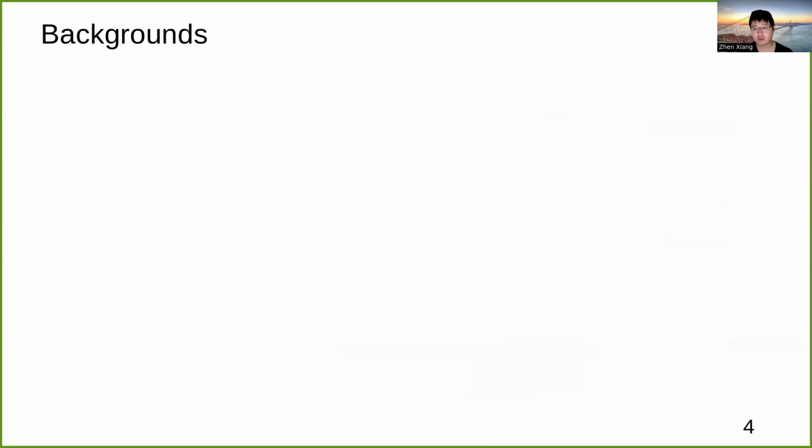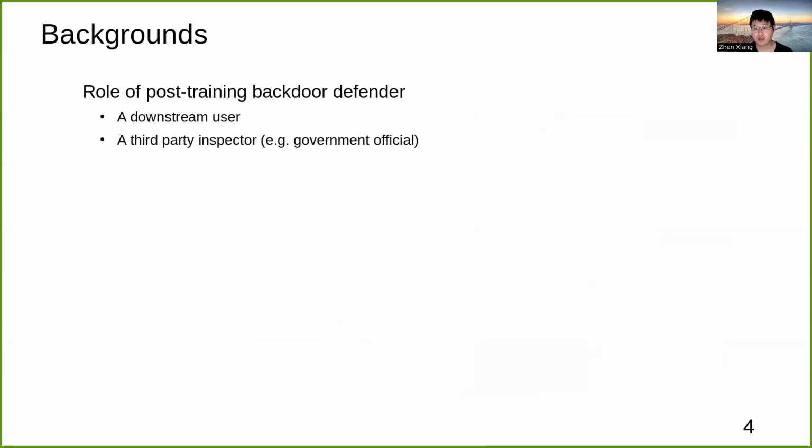And what about backdoor defense? In this work, we consider a very challenging post-training backdoor defense scenario where the defender is assumed to be a downstream user of the model, who wants to know if the model is good to use or not, or some third-party inspector, for example, a government official who wants to know if the model is safe to deploy or not.